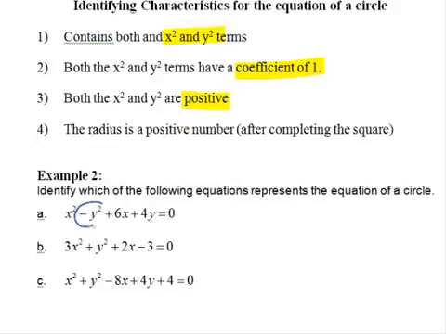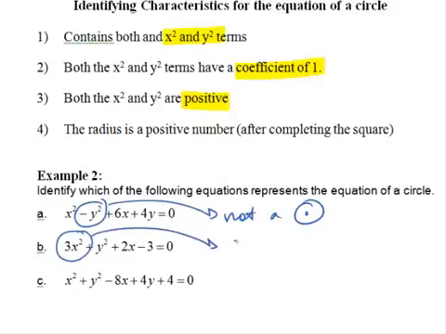So for example, in the first one here, because the y has a negative, it is not a circle. It will be a different shape. Because in this one, there's something not a 1, the coefficient is 3, it's not a circle. But in our last one, they're both x squareds and y squareds. They both have coefficients of 1. They're both positives, so it is a circle.